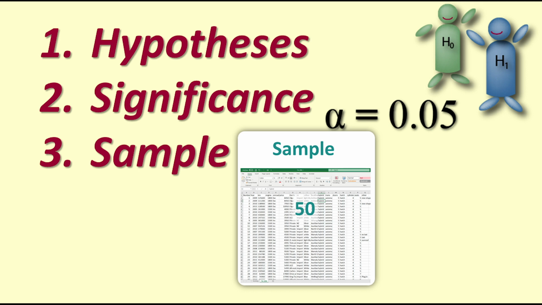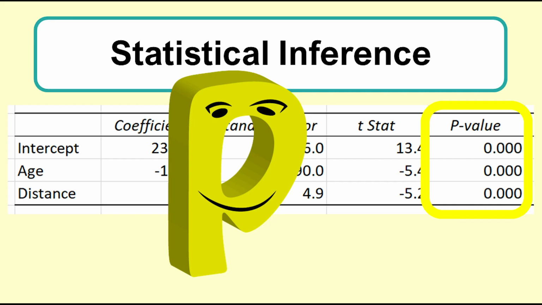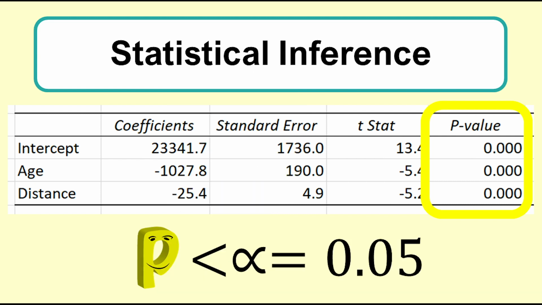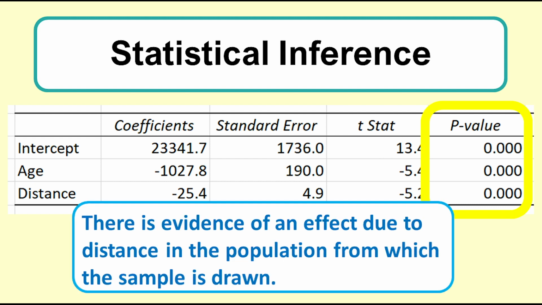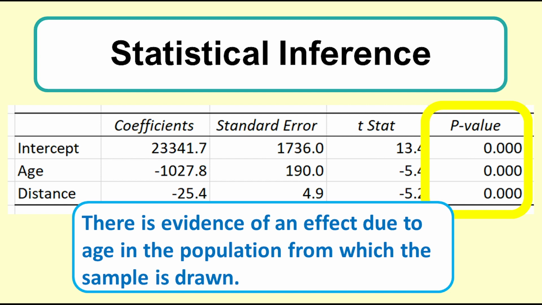When we use Excel to perform the regression, we get an output that includes the p-values for the coefficients. As the p-value for the coefficient of distance is very low, less than 0.0005, we can reject the null hypothesis that the coefficient is 0. There is evidence of an effect in the population from which the sample is drawn. The same is true of the coefficient of age.